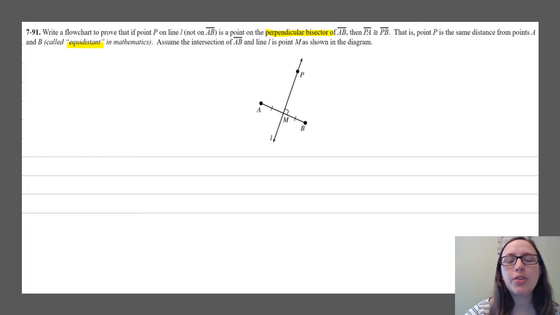So what we're trying to prove is that PA, so if we created a line segment from P to A and a line segment from P to B, then those sides would be equal. I'm going to redo PB because that doesn't look very nice. All right. So I'm going to start this off. I know that AM is equal to MB.